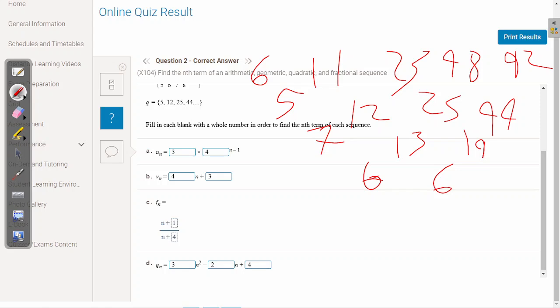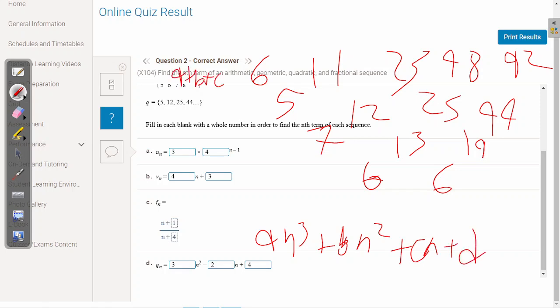So it's cubic, which means it will take the form an cubed plus bn squared plus cn plus d. The first one is a plus b plus c plus d. Second one is 7a plus 3b plus c. Third one is 12a plus 2b. And the last one is 6a. Okay, just memorize these rules.